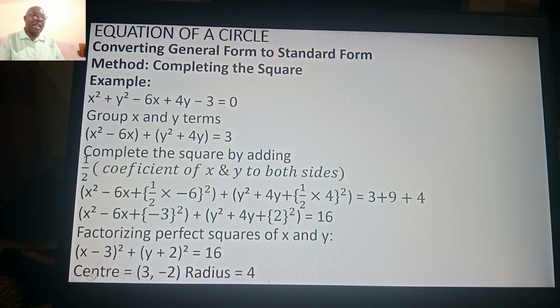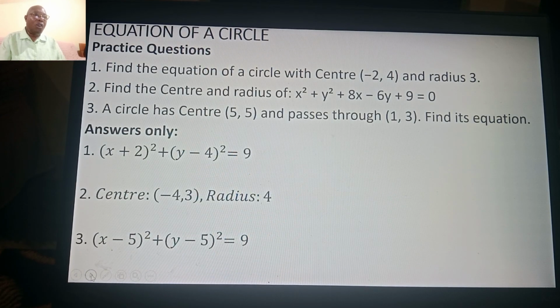Now, that is the standard way of writing the equation of a circle. So from there, we pick the center. From the x minus 3, we pick 3. And from the y plus 2, we pick minus 2. And therefore, the radius will be the square root of 16, which is 4.